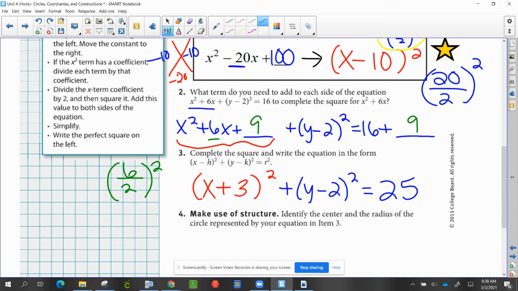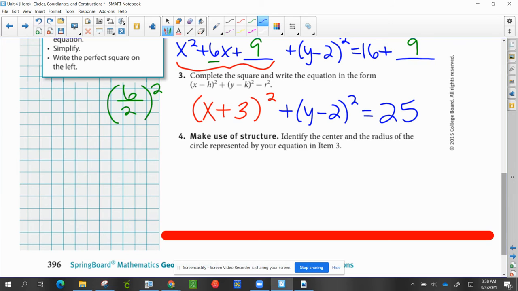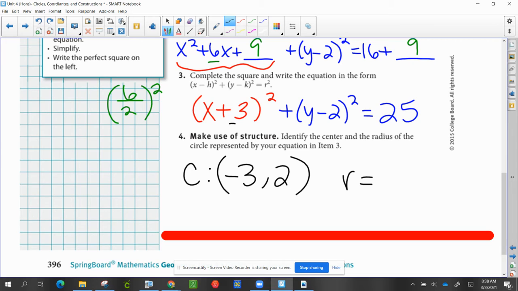So now we've changed that quadratic equation into something that looks like our circle formula. Now that we have it in our circle formula, we can pick out the center. Remember, the center is always the opposite sign from here. So our center is at -3, +2. And remember, our equation is always equal to our radius squared. So if our radius squared is 25, our radius must be 5. Okay.